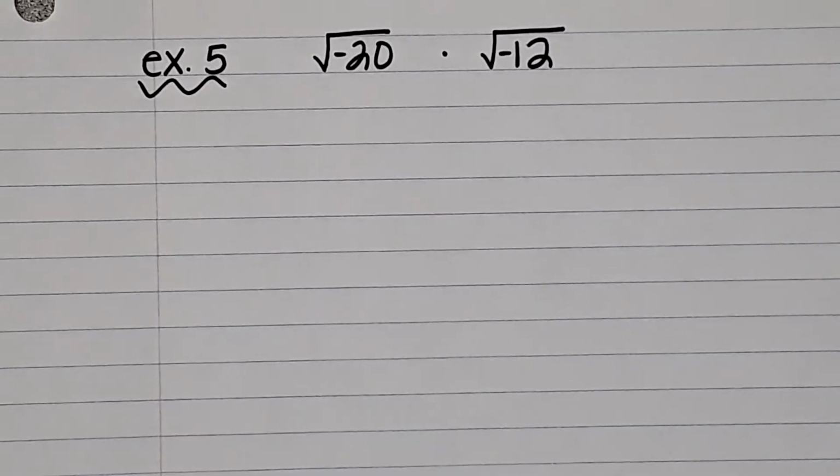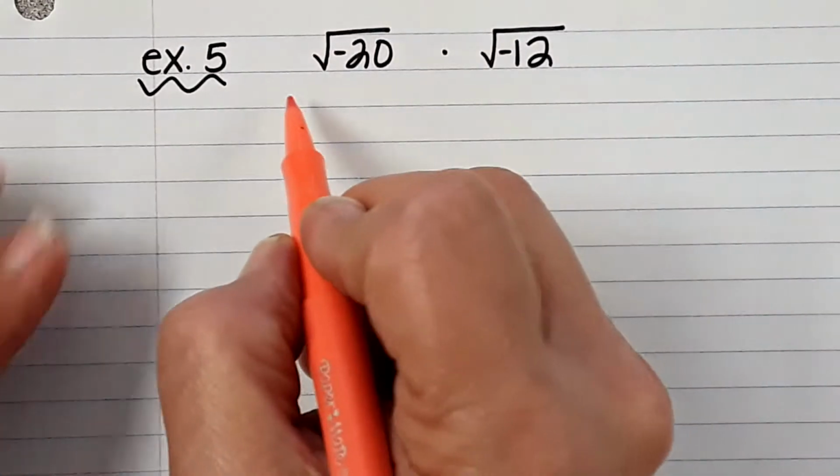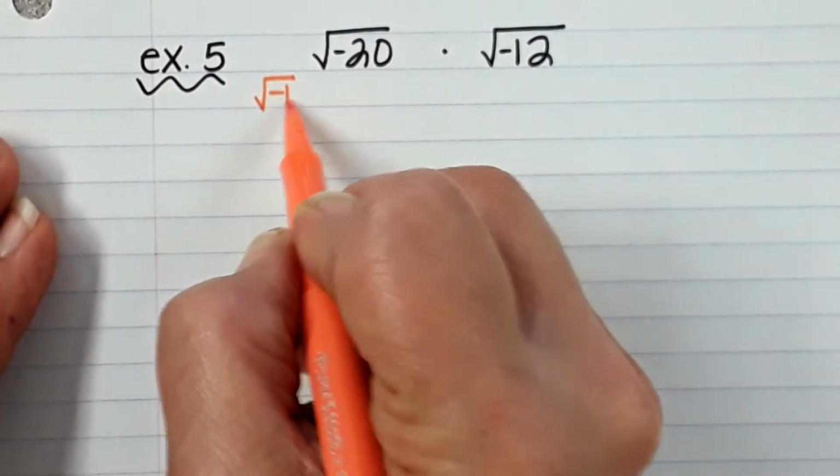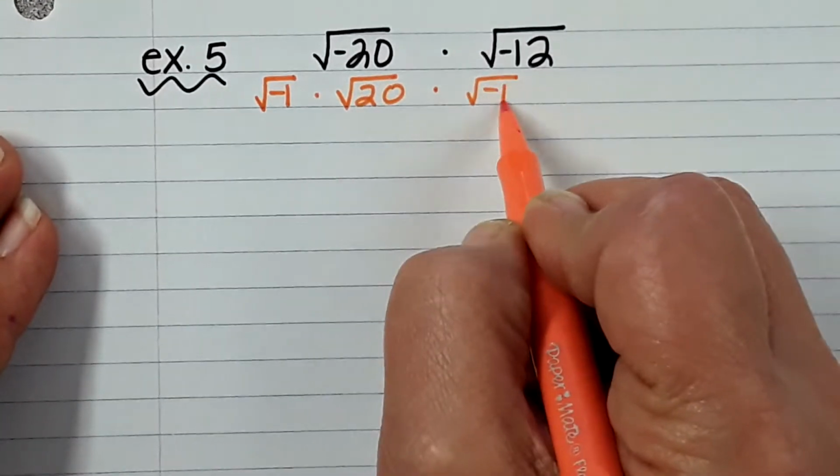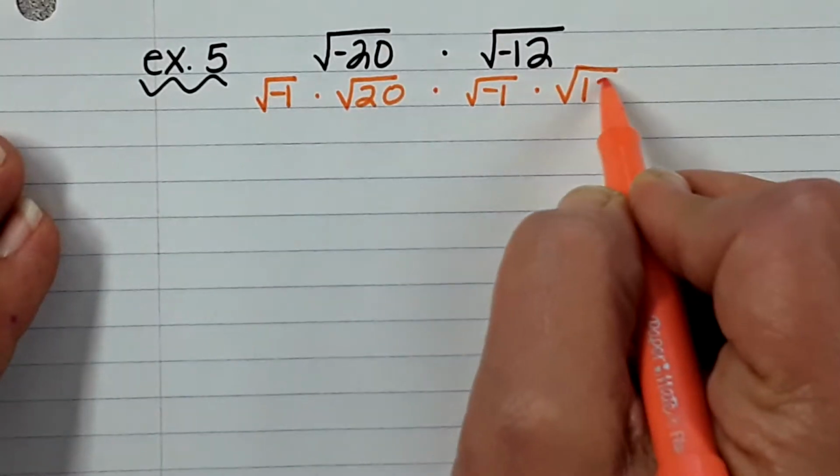Okay. So we have two radicals that we're multiplying. What I want you to do instead, we're not going to multiply them, and that's what a lot of kids want to do off the bat. They want to multiply them, but you can't because they are negative. So we're going to break it up into -1 times the square root of 20 times the square root of -1 times the square root of 12.